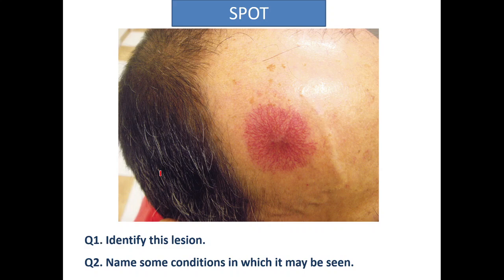Identify this lesion. Name some conditions in which it may be seen. I hope you might have made the diagnosis. This is spider naevus, most commonly seen in CLD. Other differential diagnoses, study it out.